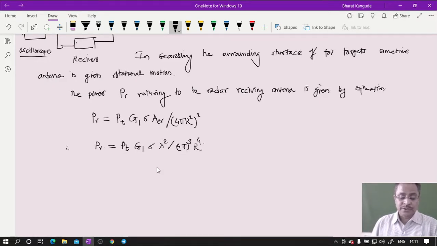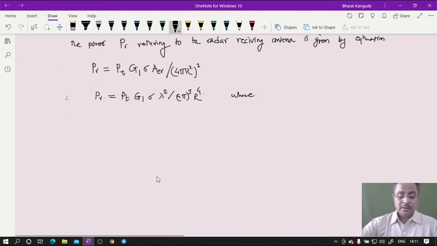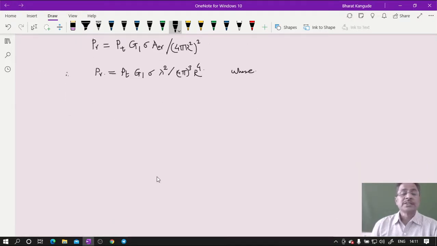Okay. You can write it in short, all these terms are there, where sigma in the formula we have written is the radar cross section. This is an engineering part. It's not for the physics part. Try to understand, cross section in meter square. Lambda is the wavelength of the radar signal.